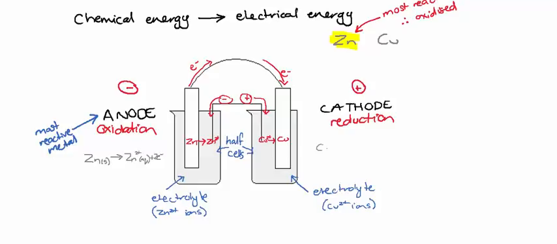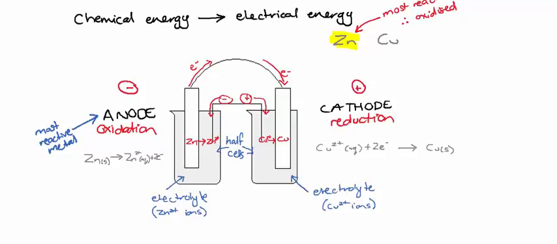In our cathode, we've got copper ions in the solution gaining electrons from the external wire and converting into copper atoms, which will form a solid deposit on that electrode. So the zinc electrode we would expect to lose mass, while the copper electrode we'd expect to gain mass.